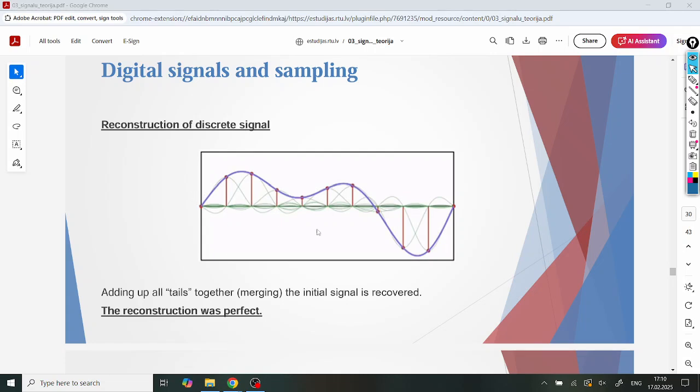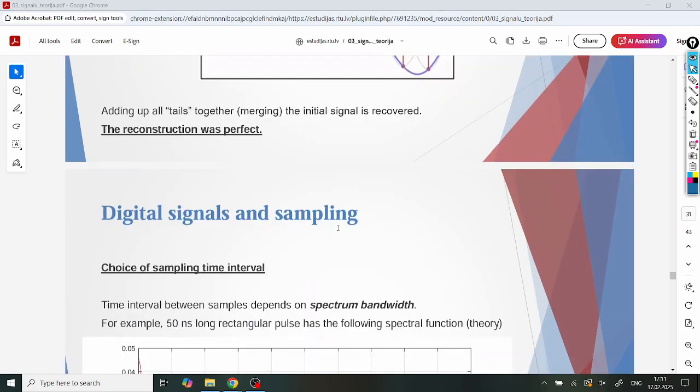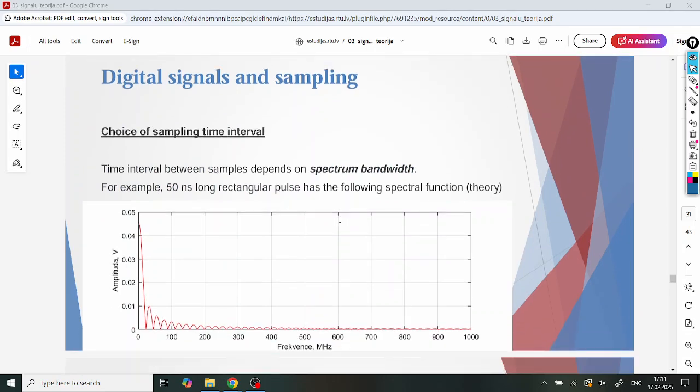So what we can conclude from this is that ideal reconstruction is still possible if you have a sufficient number of these samples. So now the next question is, what is considered to be a sufficient amount of these samples? How many do you need to take to be able to guarantee that it will be possible? Now, for the sake of example, let us take one single rectangular pulse of duration of 50 nanoseconds.